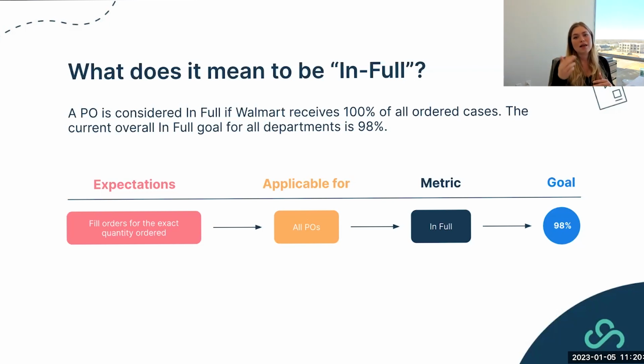Otherwise, you're going to be getting that 3% cost of goods sold fines for every case that is over that 98%, that is not hitting that 98%.